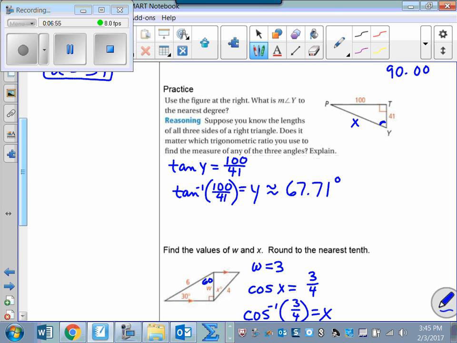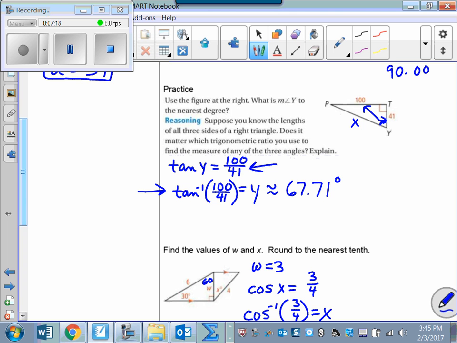And the only one I got here is tangent because I got the side opposite and the side adjacent. So I know that the tangent of Y is 100 over 41. And then I'm going to need to do the inverse tangent of 100 over 41. And that approximates to 67.71 degrees.